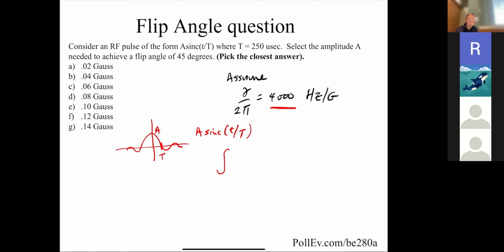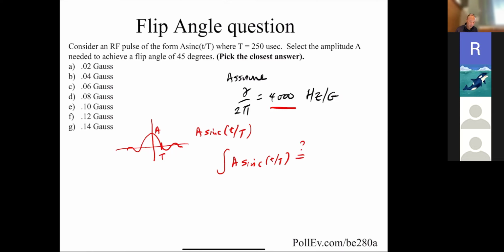So we know somehow we need to know what that area is. How do we get that area? Any ideas? No one wants to integrate that, right? So what's the trick that we want to apply? How did you guys figure this out? What is the area of that pulse? Anyone?